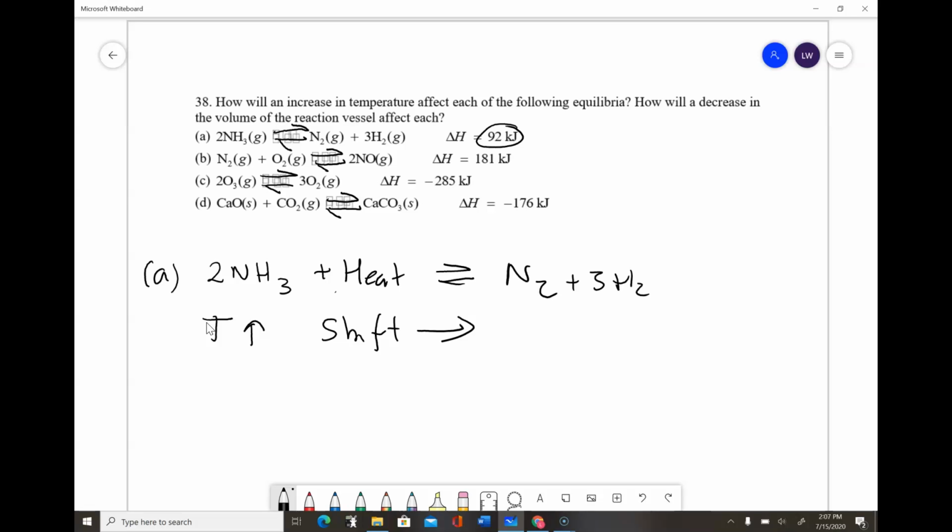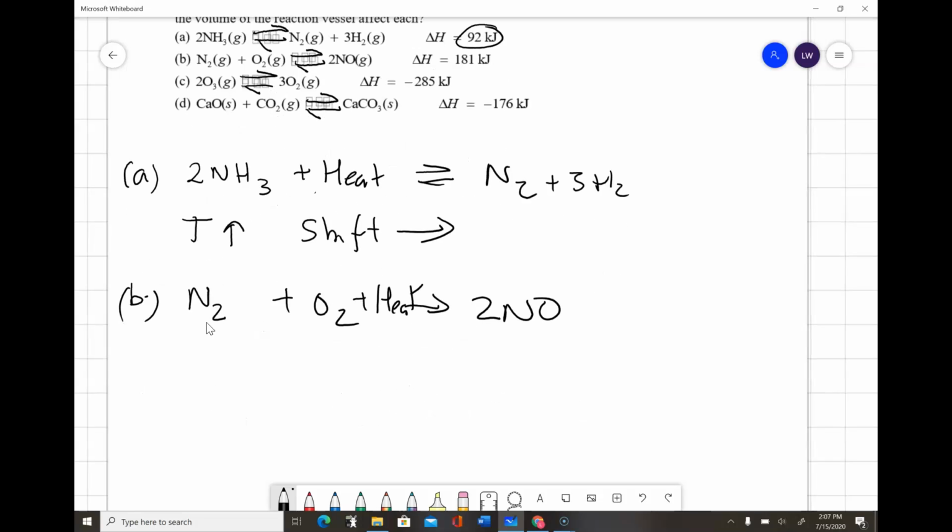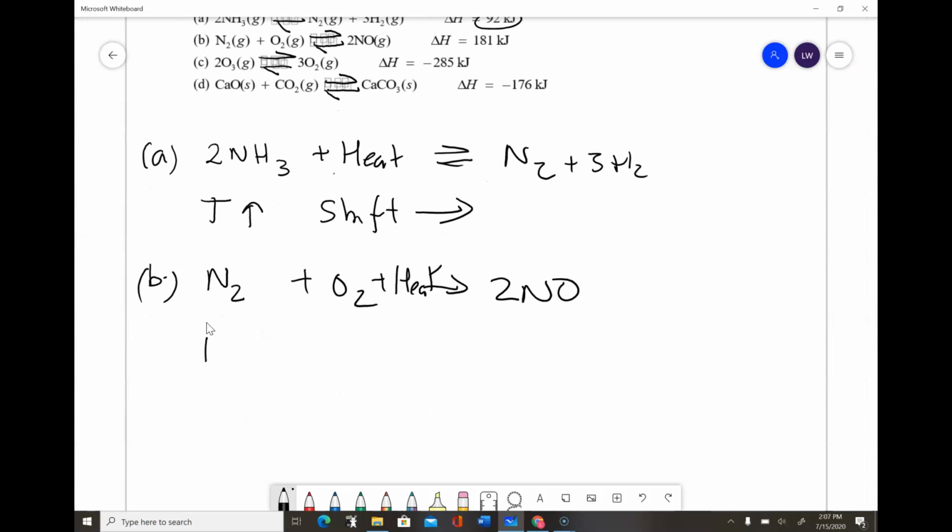Okay, we'll come back and do the volume in a moment. Let's go on and look at the next one. So we've got N2 plus O2 gives 2NO, and again we can see that this has a positive delta H, which means that heat is a reactant. So if the temperature goes up, that's the equivalent of adding a reactant, so that's going to cause the equilibrium to shift to the right.